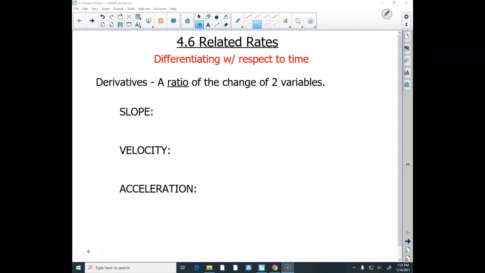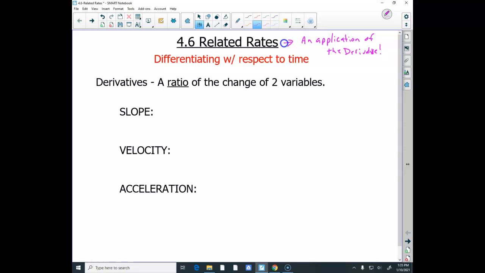Today we're going to be starting section 4.6, related rates, which technically is an application of the derivative. It's an application of the derivative, okay? And it's also going to be an application of implicit differentiation, as well as the chain rule, because implicit differentiation and the chain rule go hand in hand.